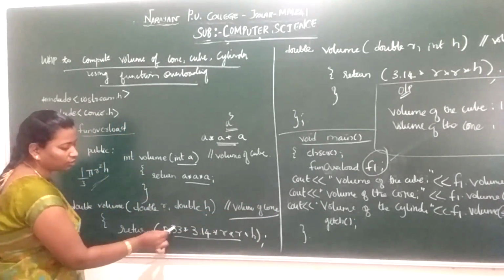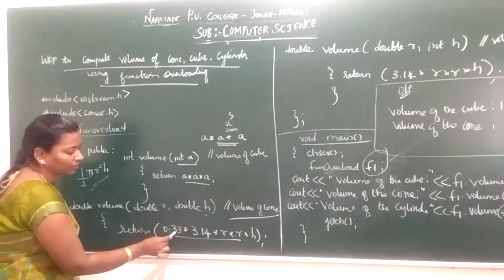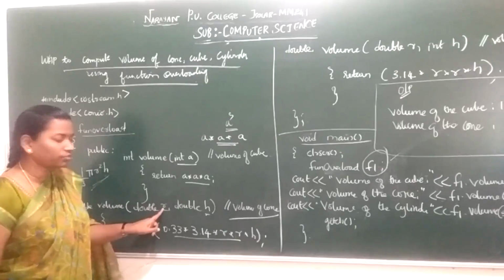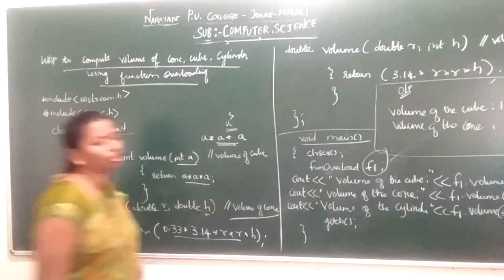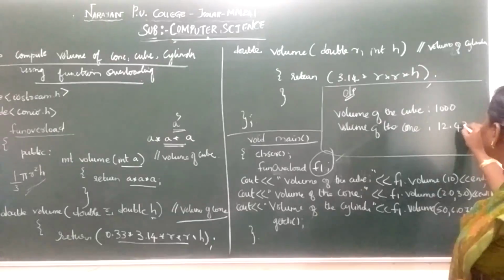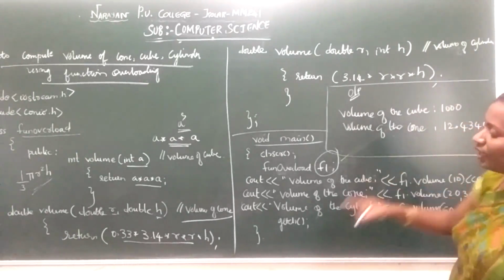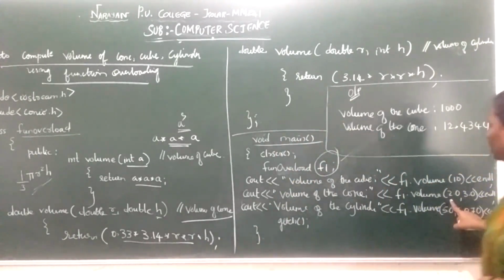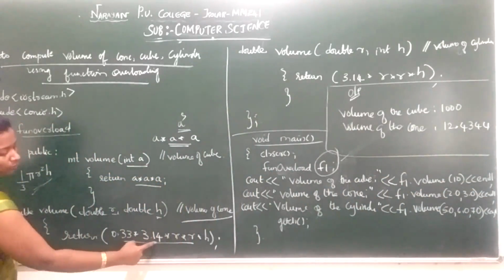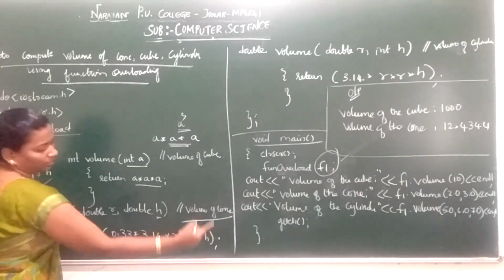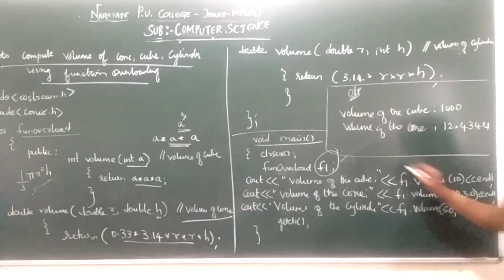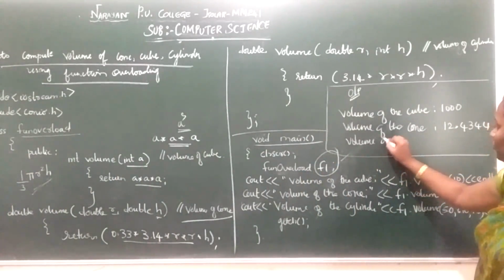How to implement this? This 1 by 3 I have taken as 0.33. So what are the two arguments which I pass? This r and h. Based on the arguments which we pass, this volume function is called, and we calculate the volume. So the answer is 12.4344. If you multiply the r value, which I passed as 2, and the h value, 3, so when you substitute 0.33 into 3.14 into 2 into 2 into 3, when you multiply you get 12.4344.